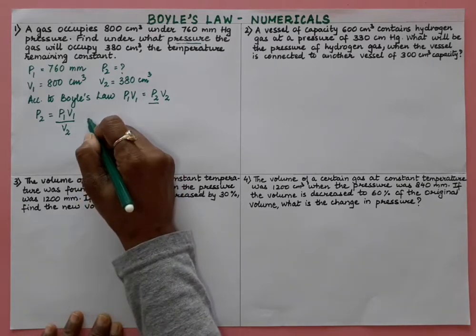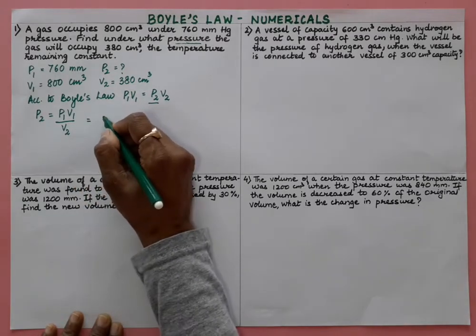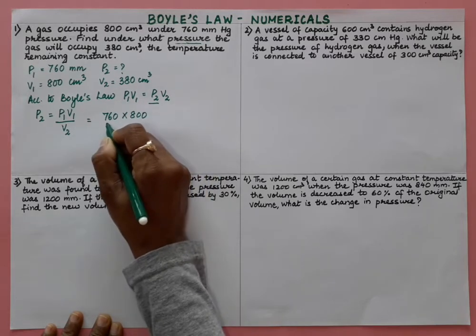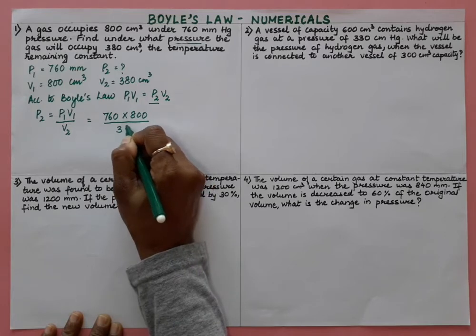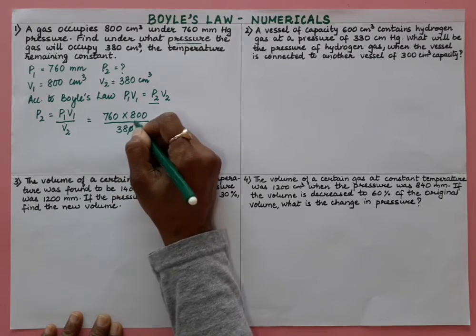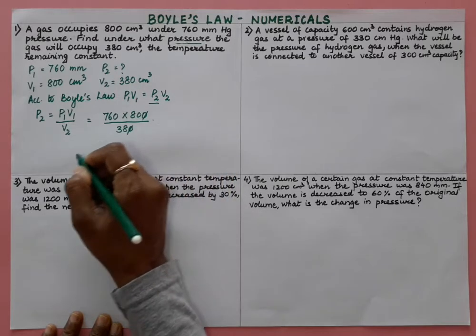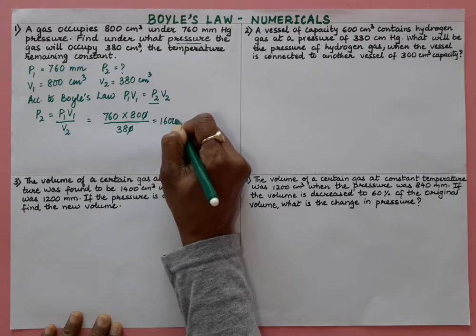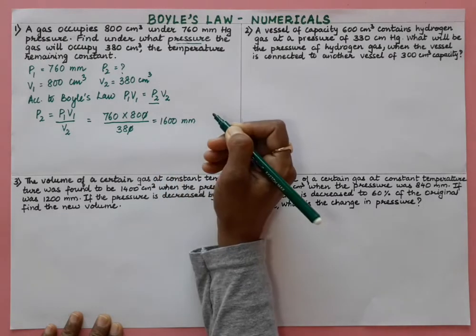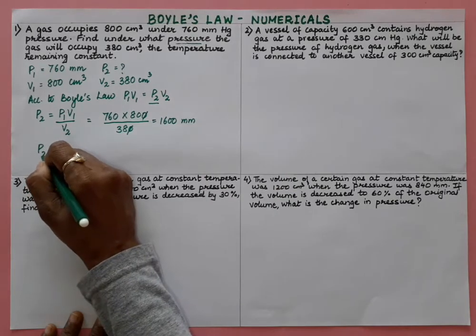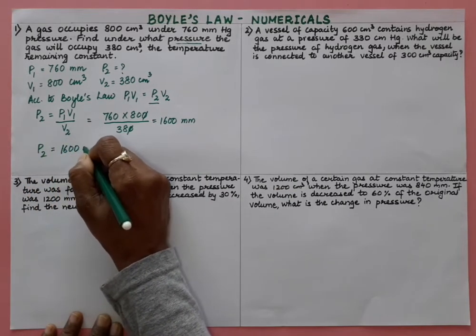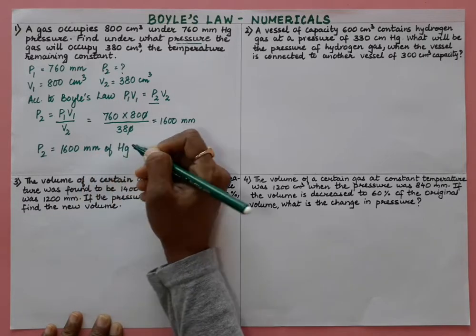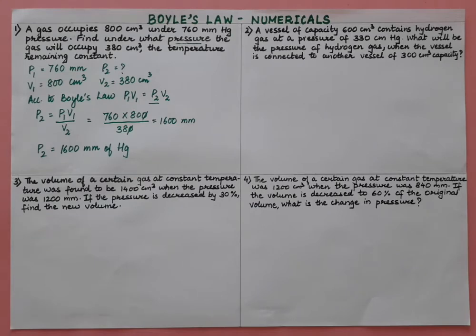Now let us substitute the values. What is P1? P1 is 760. What is V1? V1 is 800 and V2 is 380, right? So when you cancel and calculate, you will see that you get the answer 1600, and 1600 will be in mm. So P2 is equal to 1600 mm Hg. This is how you will be solving the numerical.